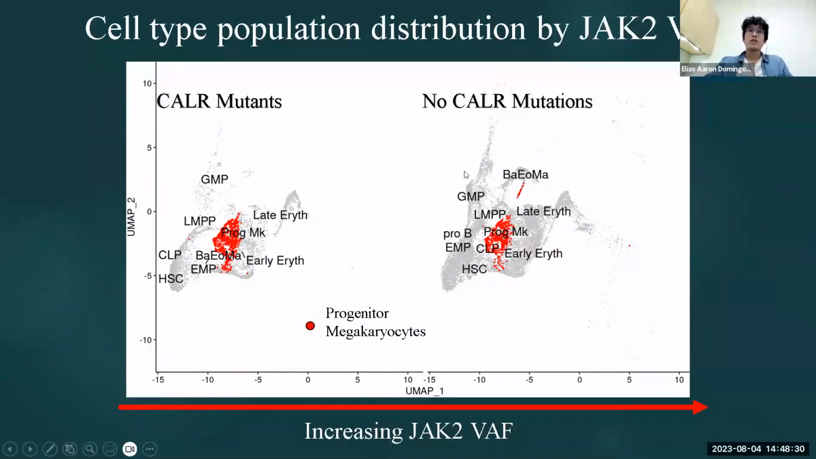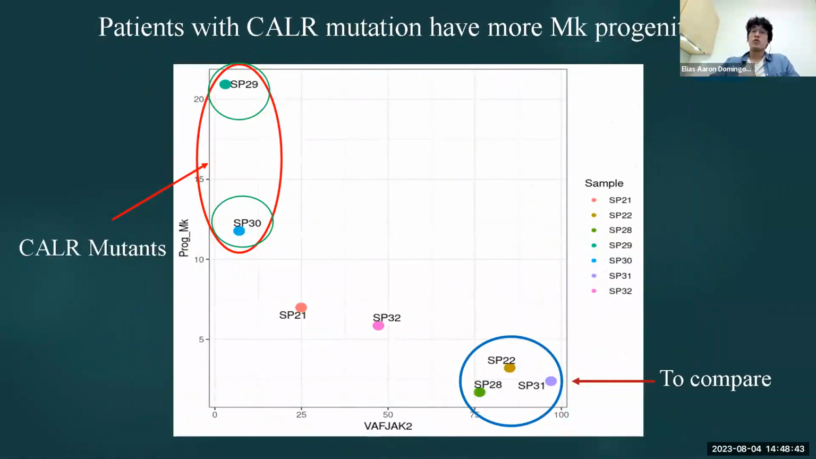As we can see here, our CALR mutants seem to have more program Ks than the non-CALR mutants, and this is also ordered in an increase of JAK2 variant allele frequency. We decided to delve deeper, and we can clearly see that these two patients, which have CALR mutations, have a way higher percent of program Ks compared to these other samples.